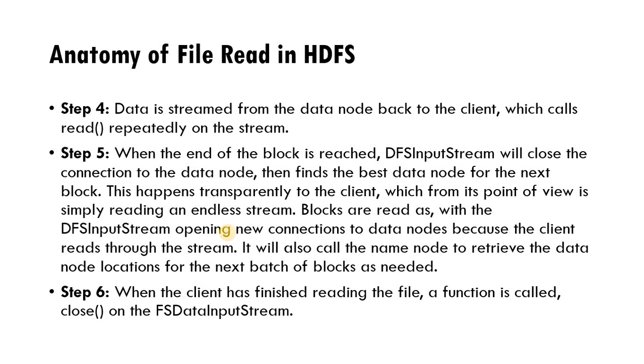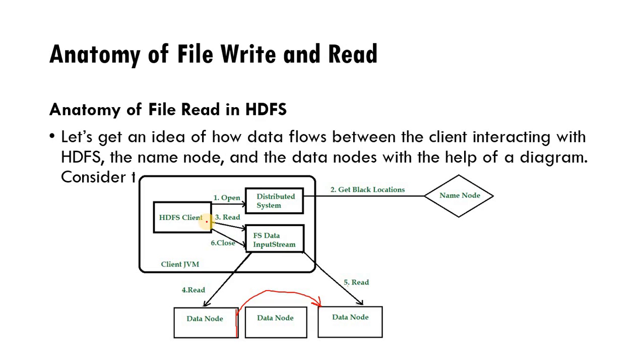Now step number 6 is when the client has finished reading the file, a function called close is called on the FS data input stream. After the file is completed, at that time the close function is called on the FS data input stream, and it closes the connection with the client. So that is how the reading of the file happens.